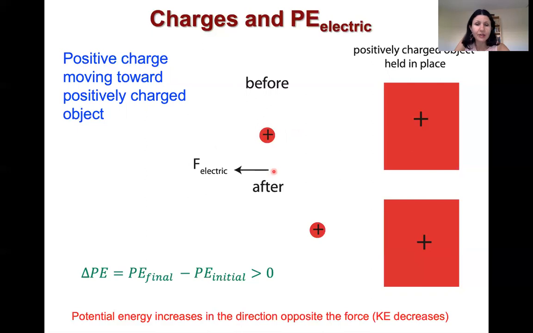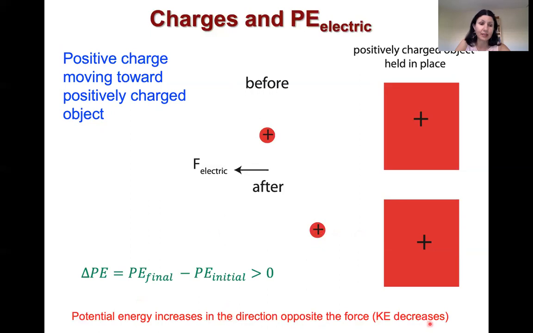So now the electric force will point in the opposite direction. If we try to bring this positive charge closer to the positive charge, we are changing its position in the opposite direction of the force. So then the potential energy must increase in this case. It increases when we bring the positive charge closer to the positive charge, but it will decrease if we go the other way, if we take this positive charge and move it away. So here, the statement is that potential energy increases in the direction opposite of the force.